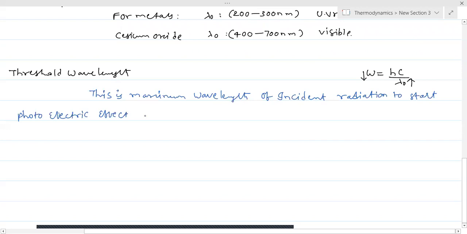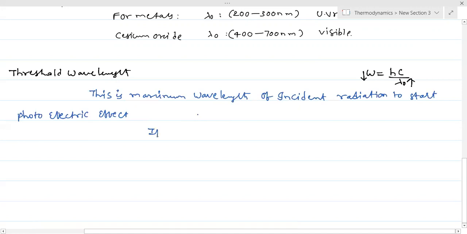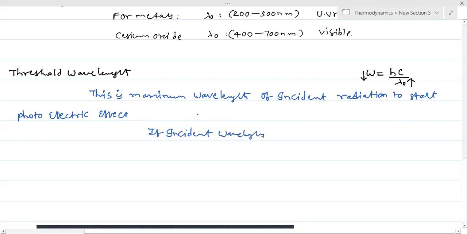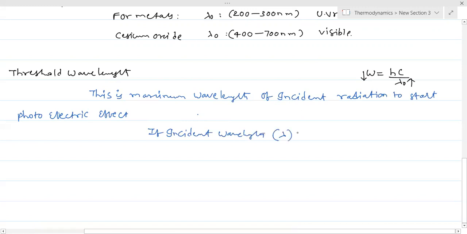Photoelectric effect. That means that is the maximum value, so beyond that there is no photoelectric effect. Suppose the incident wavelength lambda is more than lambda naught. If the incident wavelength is more than lambda naught, then the photoelectric effect is not possible.